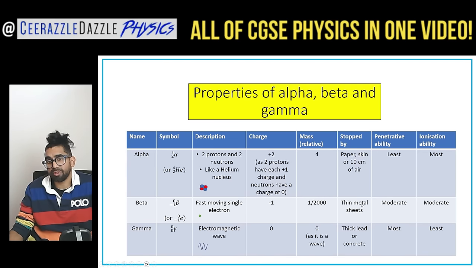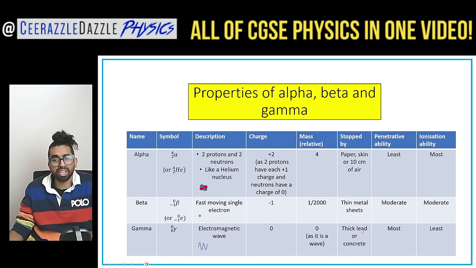It is stopped by thin metal sheets. Yes, it can pass through paper, but it is stopped by thin metal sheets. The penetrative ability is moderate. Ionization ability is moderate as well. Then gamma over here, 0, 0. Yes, because it's a wave. It's an electromagnetic wave. There we go. The charge is 0. The mass, 0, as it's a wave.